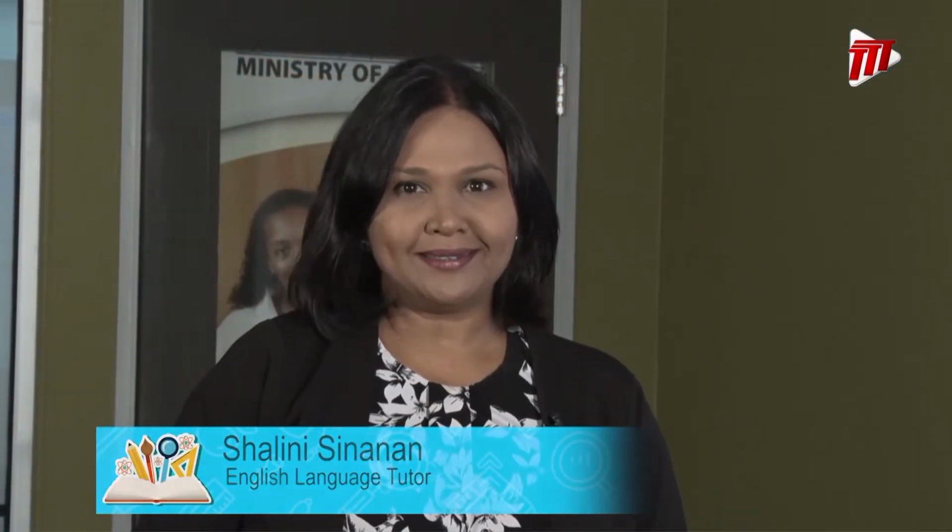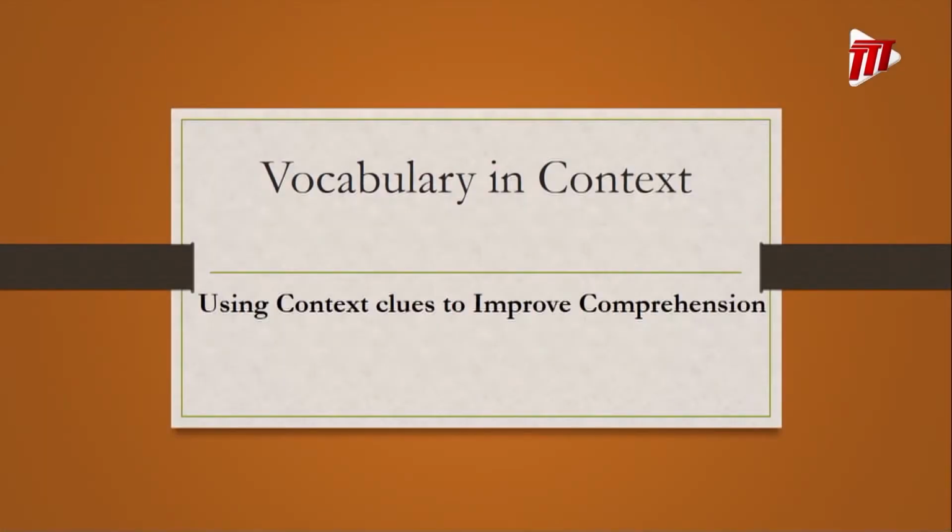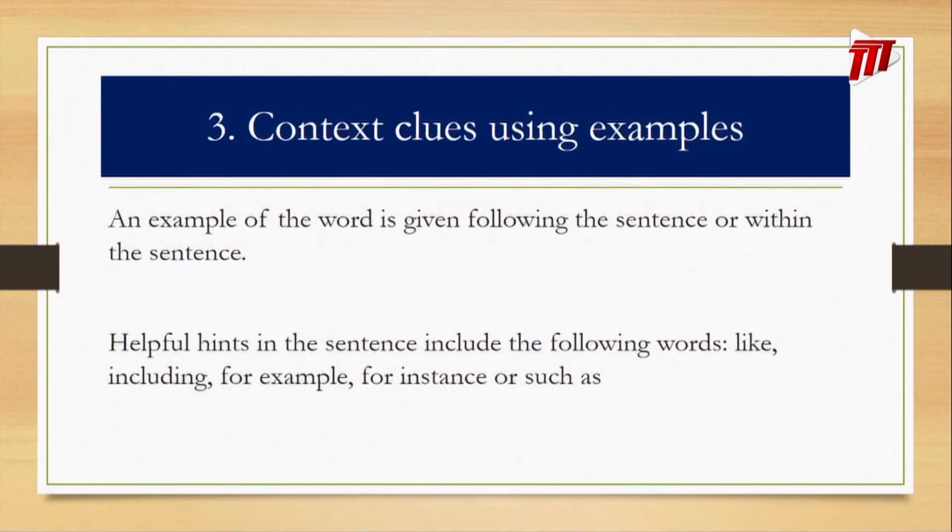Welcome back to another great lesson on context clues. Today we are looking at vocabulary in context, and the type of context clues we're going to look at are example clues. An example of the word is given following the sentence or within the sentence, and these are how example clues are figured out.